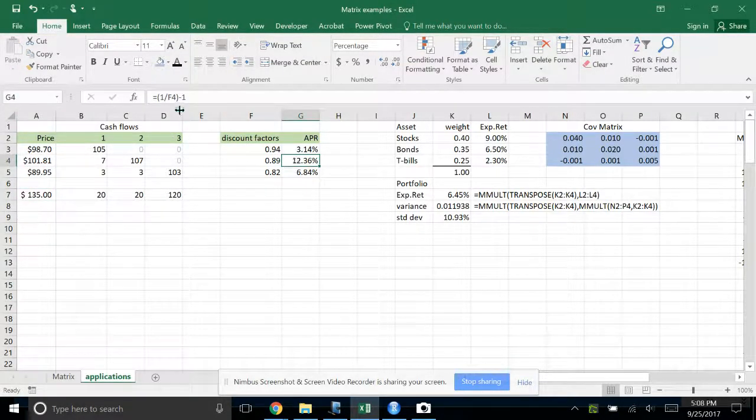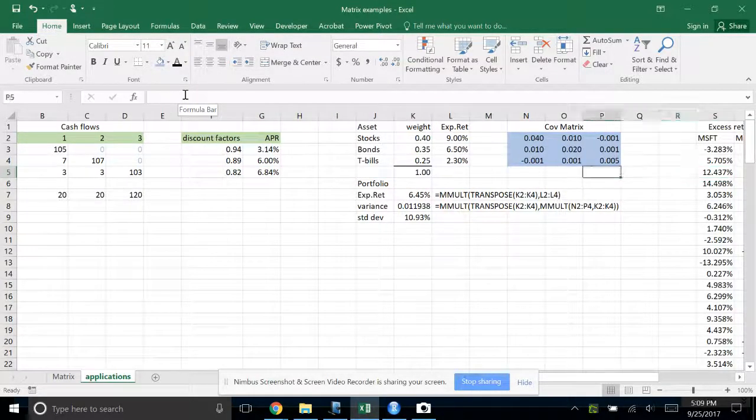Let's see what I got here. All right, so here is the term structure. We have the 1 year rate is around 3%, 6%, 6.84%. Well, that's one application.